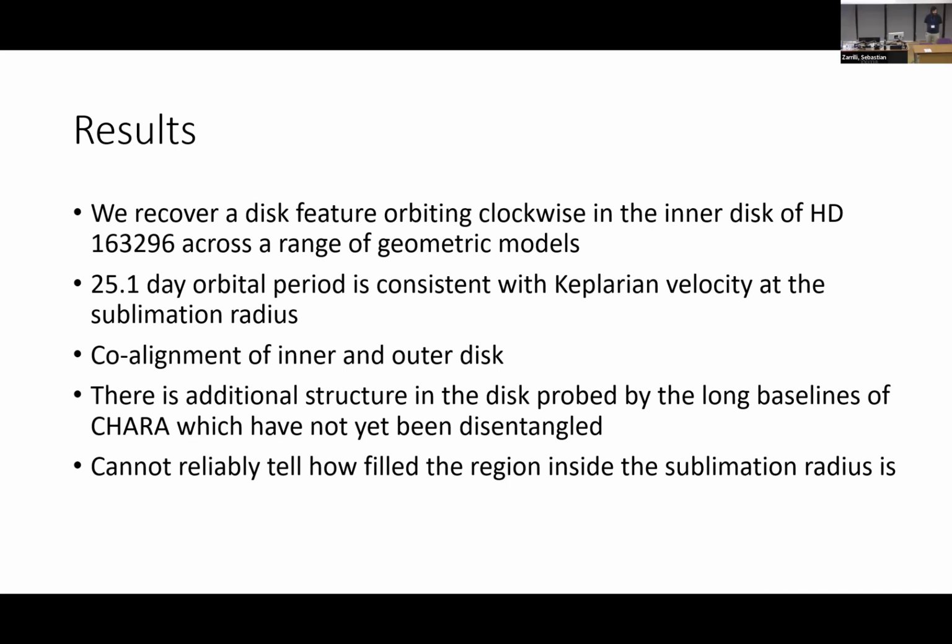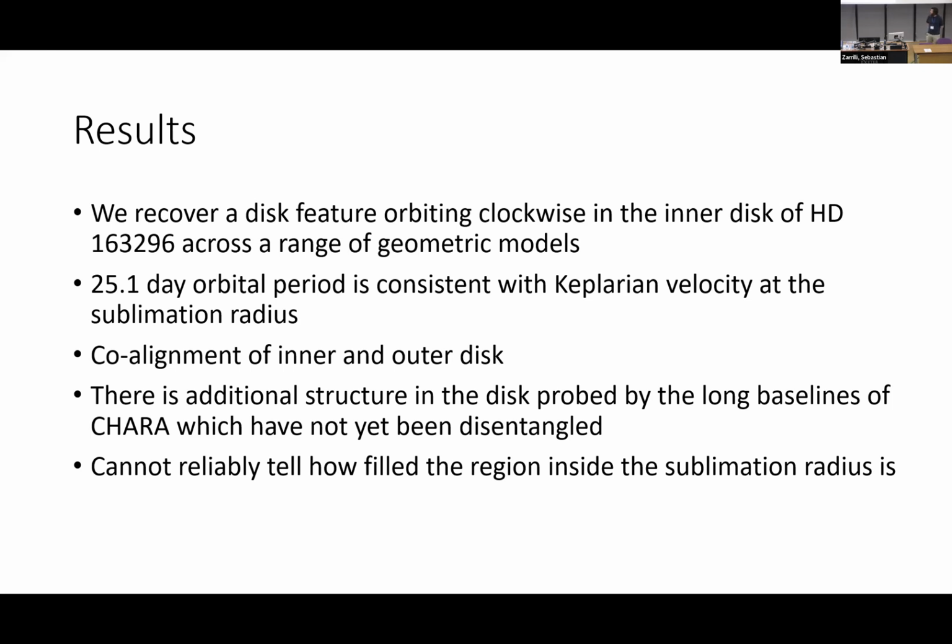Hi, thanks. That's a really very nice result. Very impressed. I was going to ask about you mentioned the 25.1 day orbital period was a consistent feature when you tried different sorts of distributions of flux. That period always came out. So that sounds very robust. How robust was the location or the radius of it?